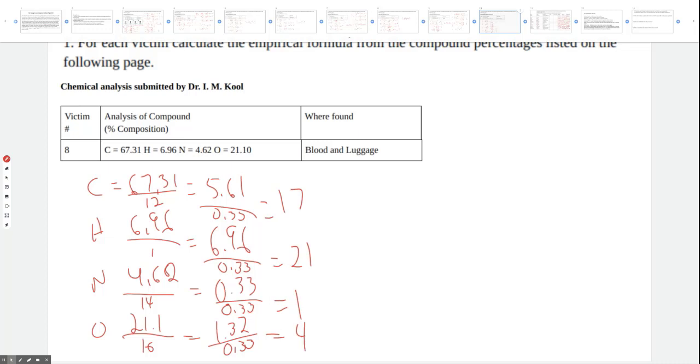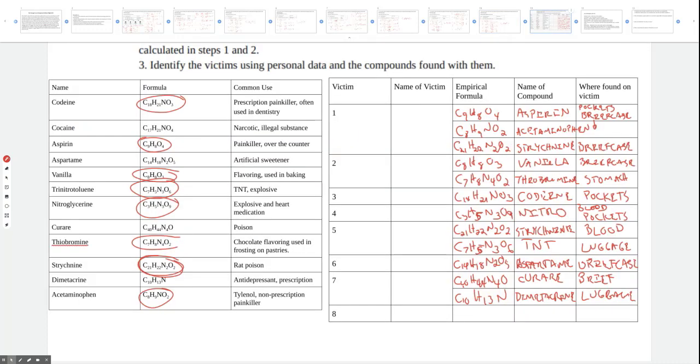No extra money. These last three, getting lazy here at the end. So that's C17, H21, N1, O4. Okay, last compound here, C17H21NO4. Find that on the table. That is the narcotic cocaine, which was found in blood and luggage.